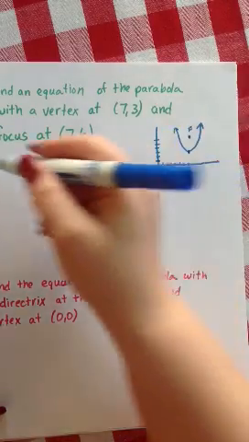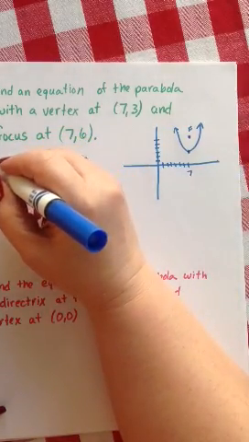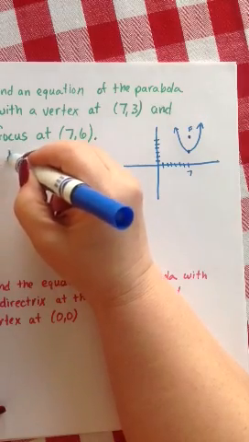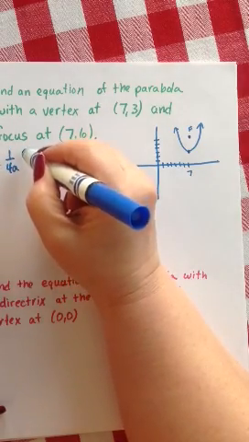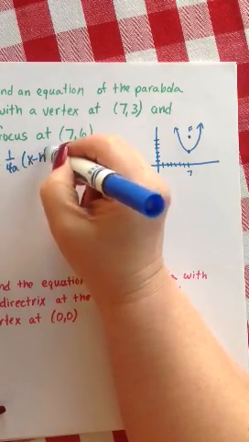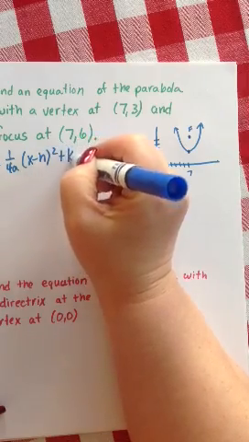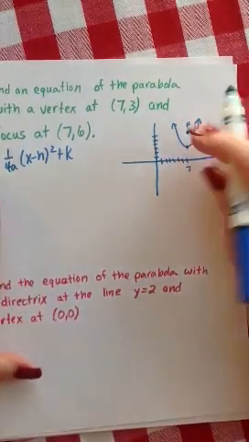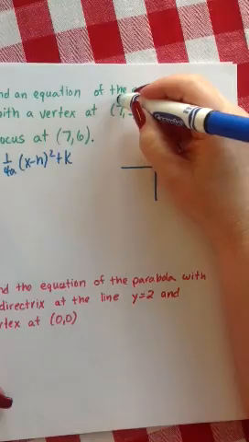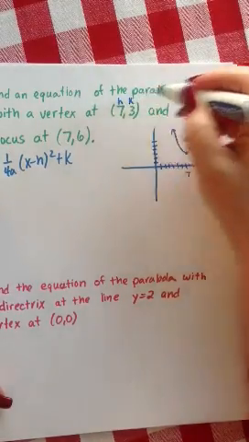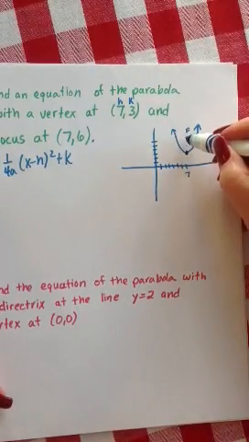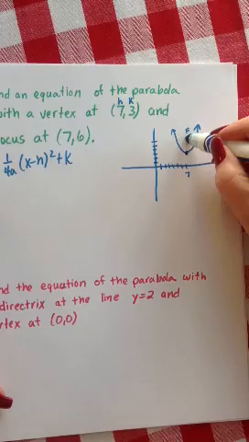So I know it has to be the general form of y is equal to 1 over 4a times (x minus h) squared plus k. I know that where (h, k) is the vertex, so we already know that. That's h and that's k. The distance between the vertex and the focus is what a is.